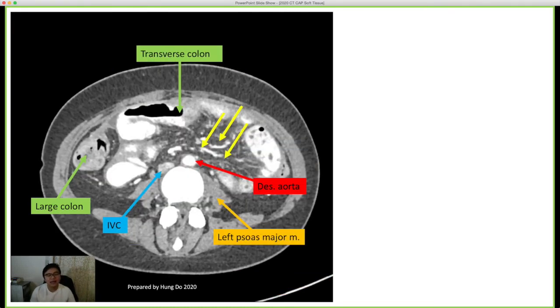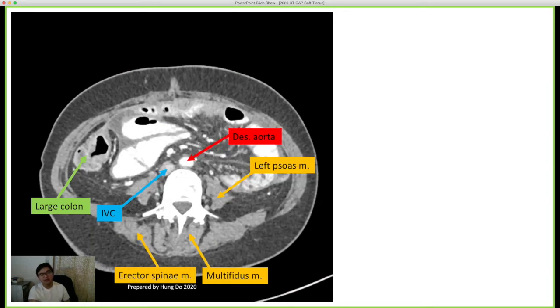Now you can see the yellow arrows are pointing to the mesenteric arteries and veins. Not sure from this picture. Again, a couple of the common things we've mentioned before. Keep going down further.